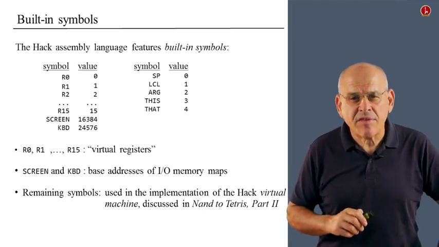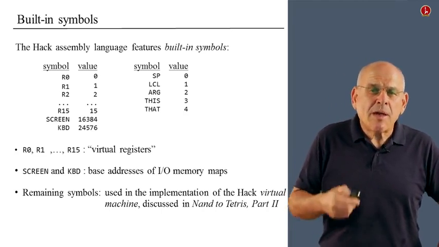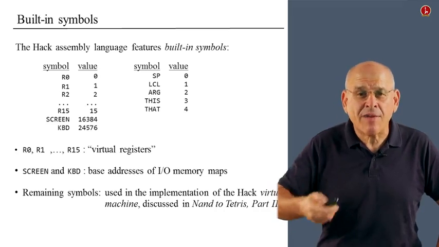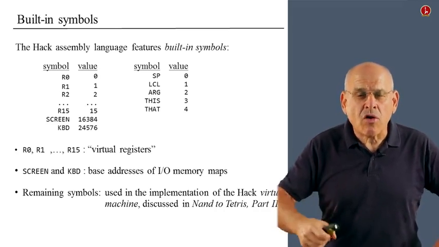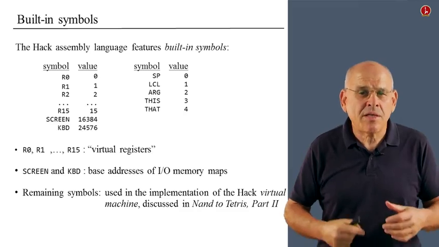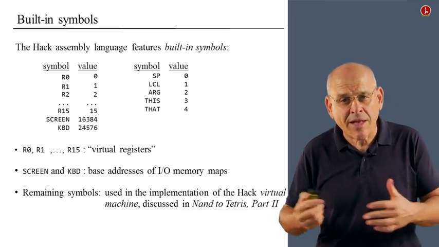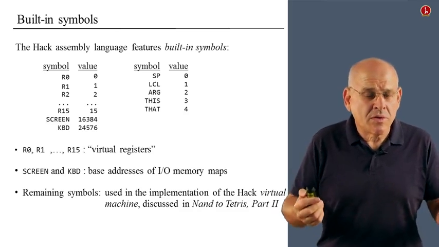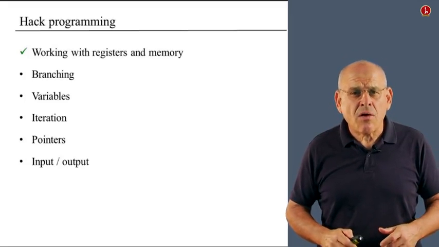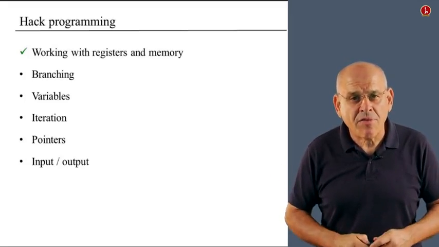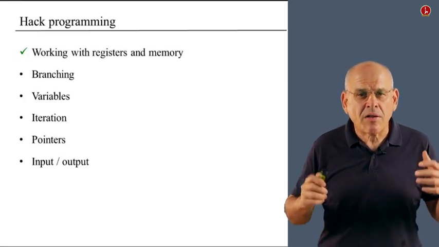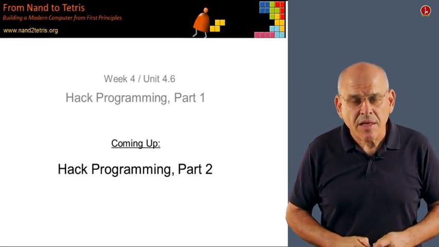And we have a set of 6 symbols which are used by people who want to write virtual machines and compilers for high-level languages that will operate on top of the Hack platform. Now, this is something that we actually do in the second part of this course, called Nand to Tetris Part 2, but we won't use these 6 registers in the present course. All right, so this has been a brief overview of working with registers and memory, and in the next unit we are going to talk about branching, variables, and iteration.